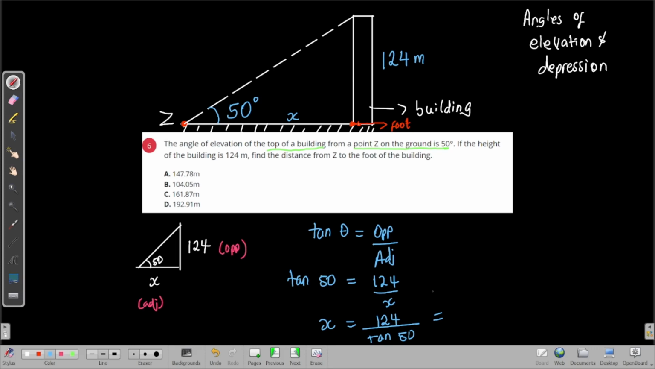So that's 104.05. Okay, so that is option B. Angle of elevation is actually a very simple topic, honestly. If you don't understand this, send me a DM. There's a video on it.